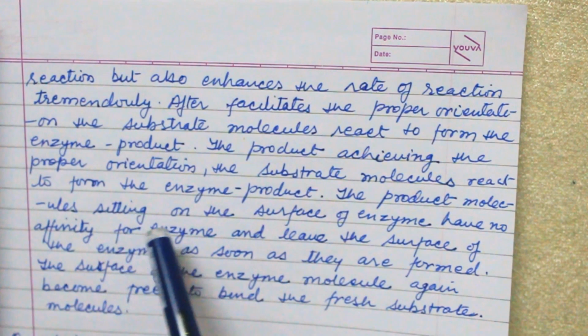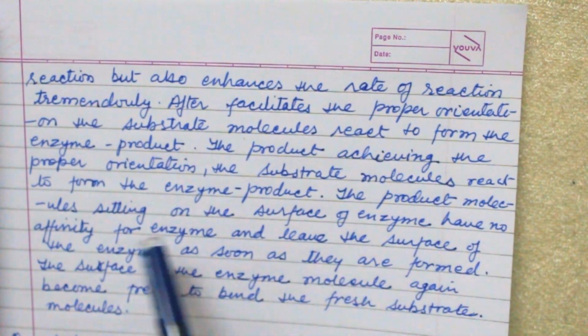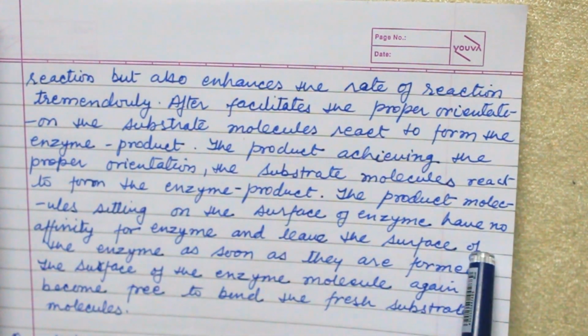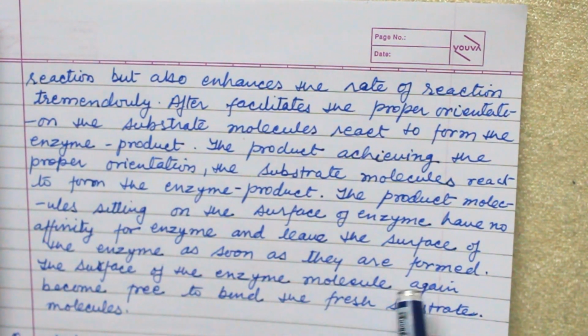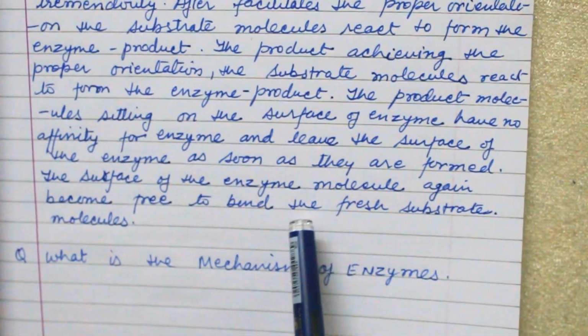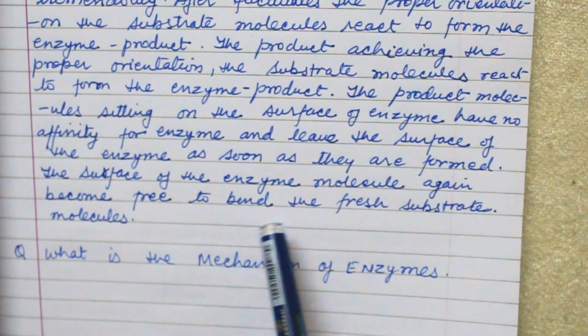The product molecules sitting on the surface of the enzyme have no affinity for the enzyme and leave the surface of the enzyme as soon as they are formed. The surface of the enzyme molecule again becomes free to bind fresh substrate molecules.